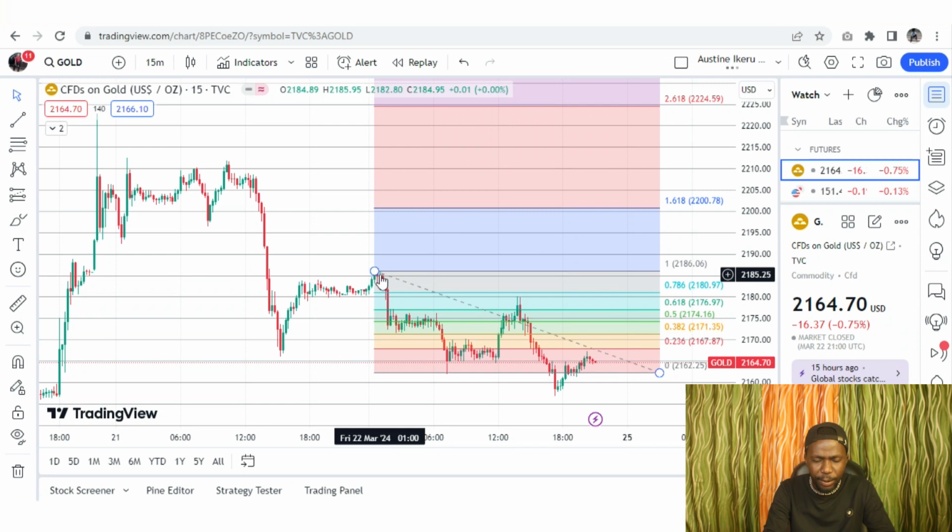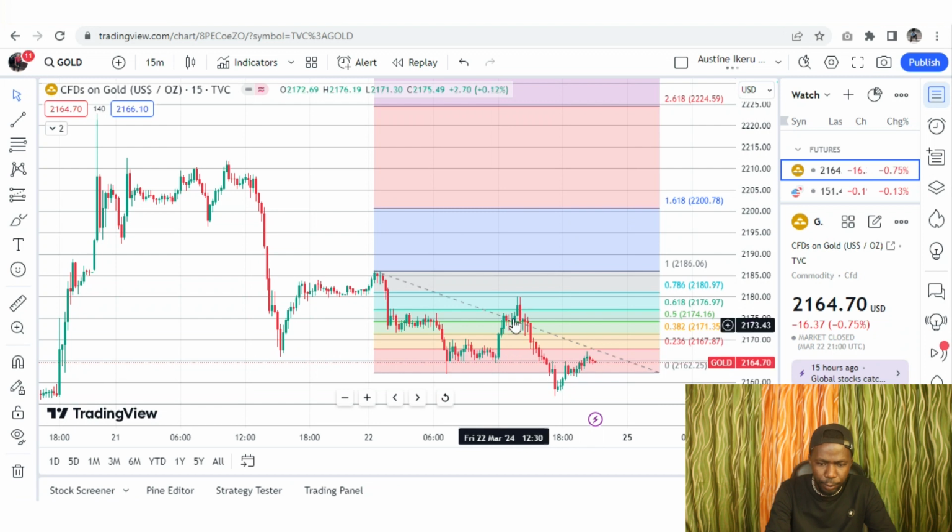So for the fact we have plotted our Fibonacci retracement tool, we're going to watch to see which level the price is respecting. You can clearly see that the price rallied down all the way to this level and then made a retracement. So we can clearly see that the 0.786 is respecting the Fibonacci retracement tool.